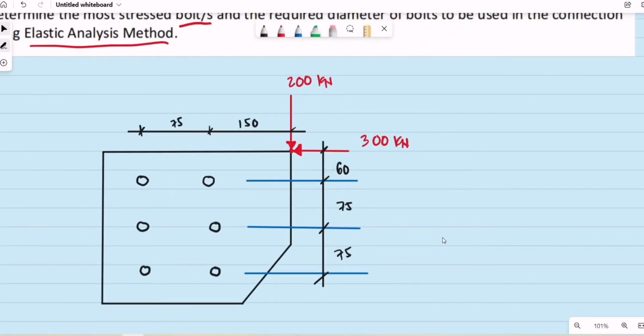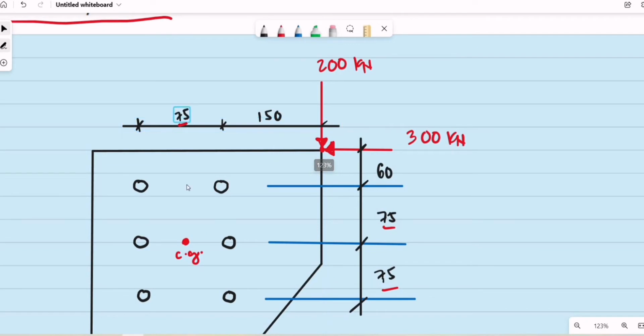So first thing to do is we need to locate the center of gravity of all bolts. We have the center to center distance of all bolts horizontal is 75 mm and vertical center to center distance of all bolts is also 75 millimeters. So therefore, we may not use Varignon's. It is obvious that the center of gravity of all bolts will be along the line of this second row of bolts. So this is the location of the center of gravity of the bolt, basically midway of 75 mm.